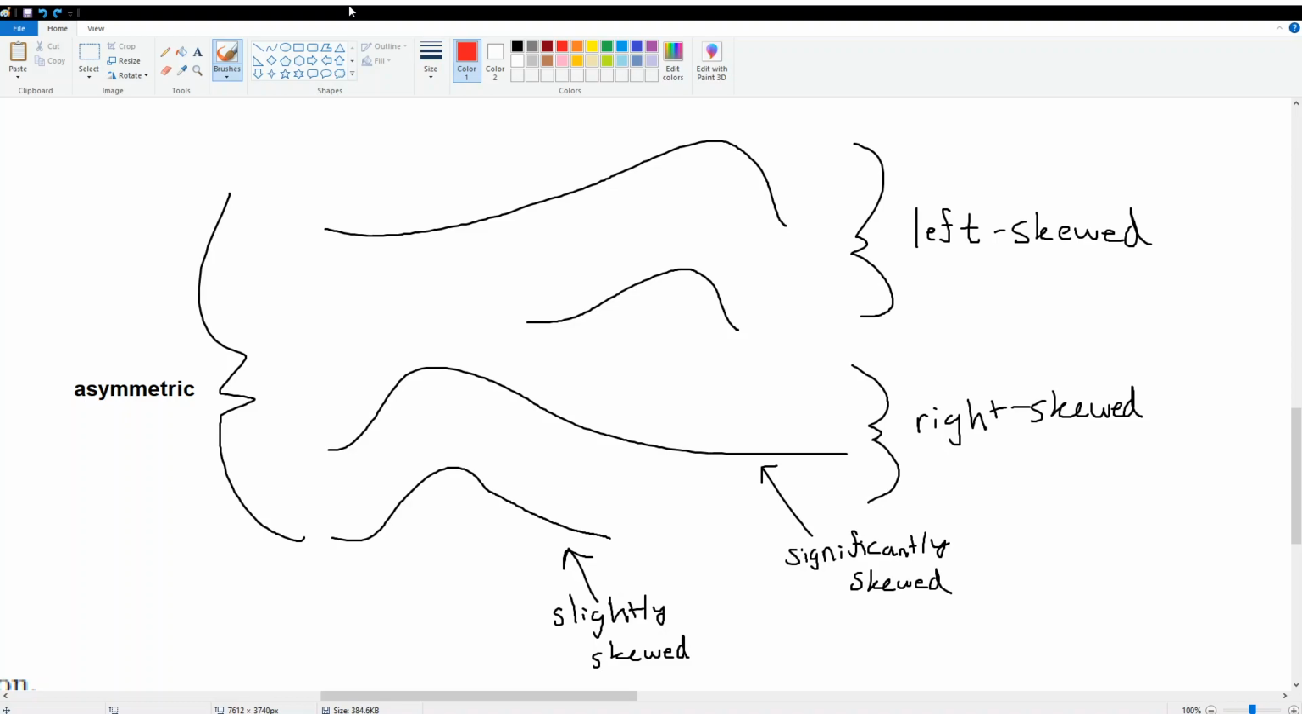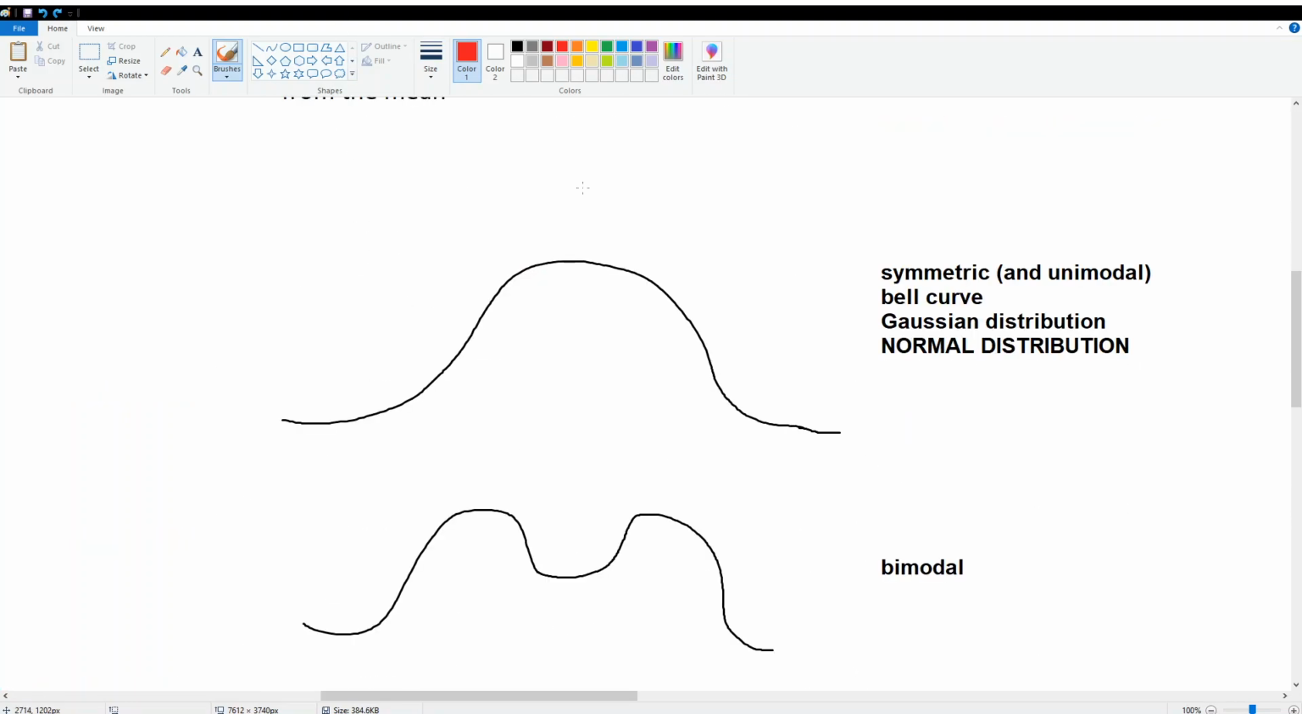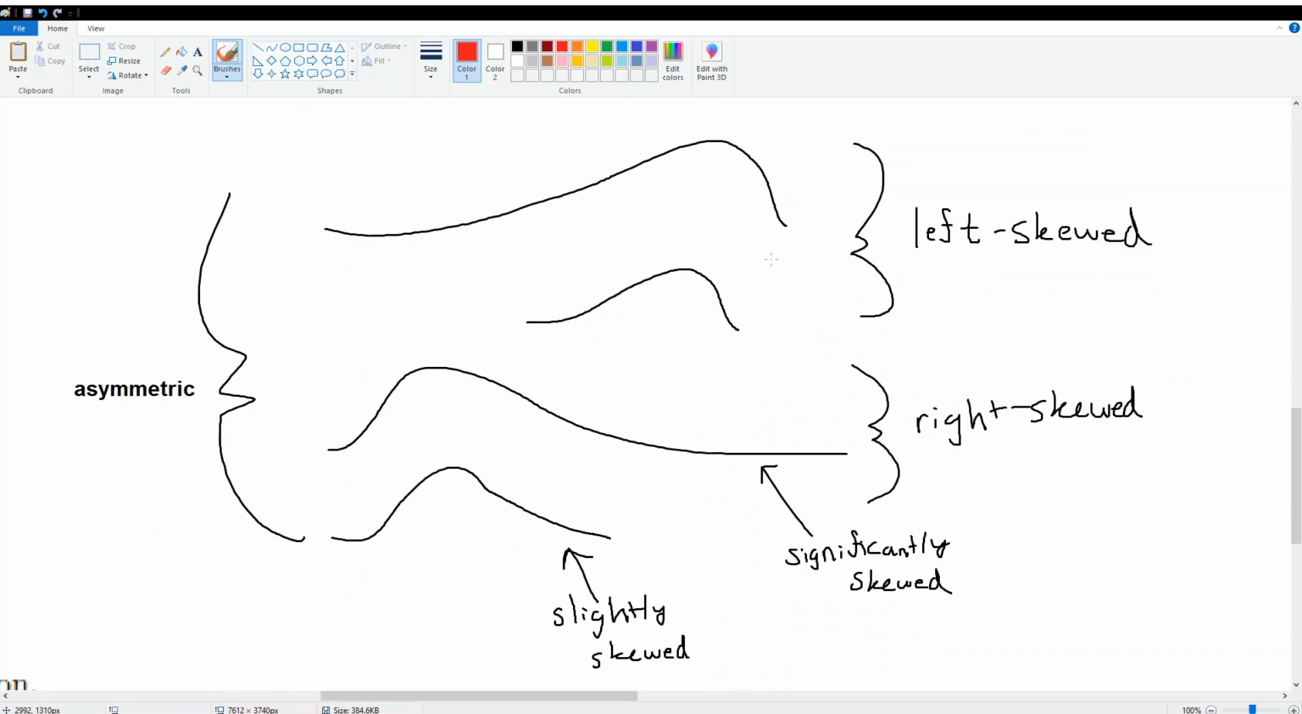Now, let's talk about the mean, the median, and the modes for these asymmetric distributions. If our distribution is symmetric, then the median is approximately the same as the mean. But if it is asymmetric, the median and the mean will not necessarily be the same. As a side note, all of these, the modes are at the highest points.